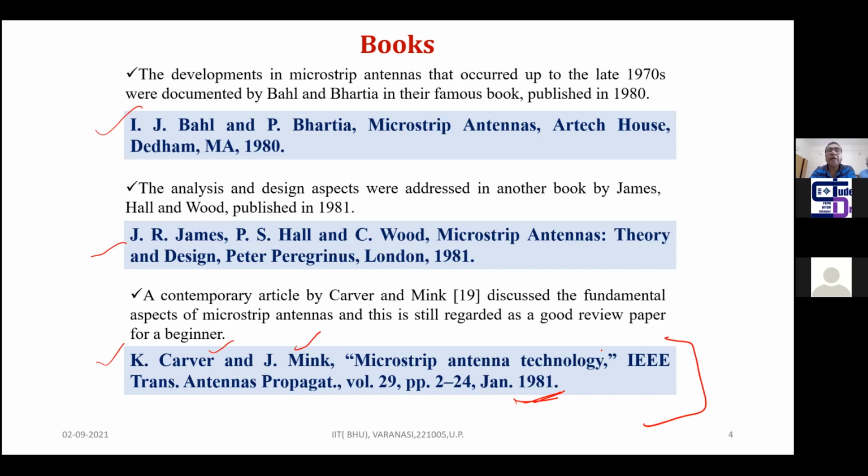The books are Bahl and Bhartia, Microstrip Antennas, published by Artech House. These books come from the 1980s, and they have incorporated the entire set of papers published between the 70s and 80s. They discuss what microstrip antennas are, what types there are, the different configurations and their analysis techniques. Various shapes are discussed in Bahl and Bhartia, along with various analytical models, based on which you can analyze the simple configuration of any microstrip antenna.